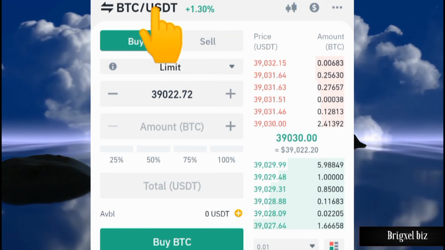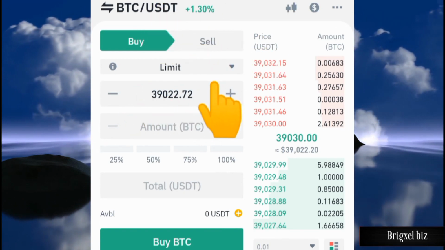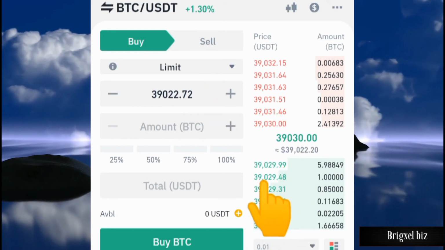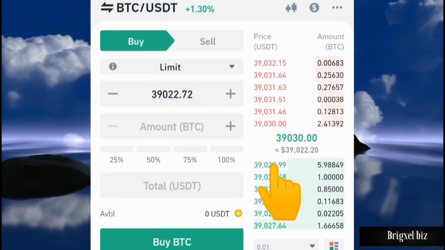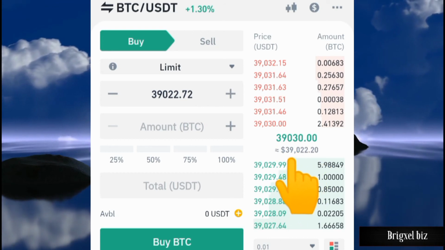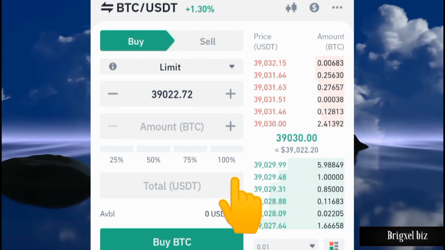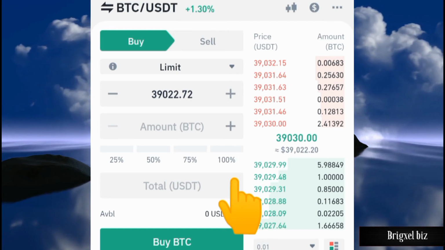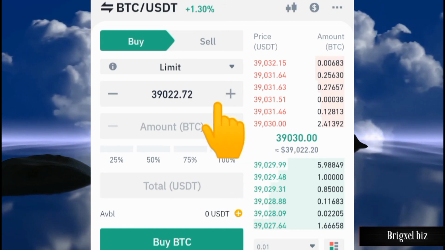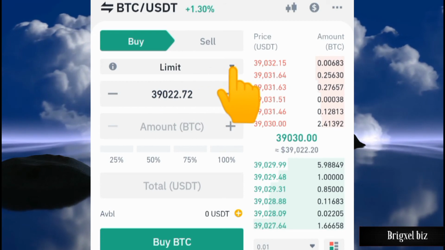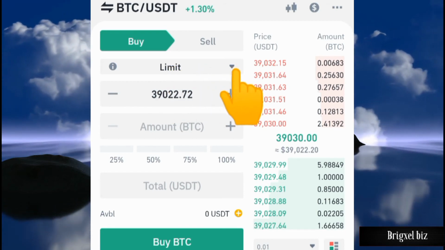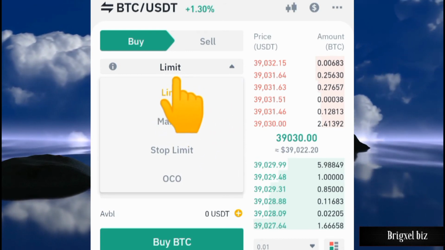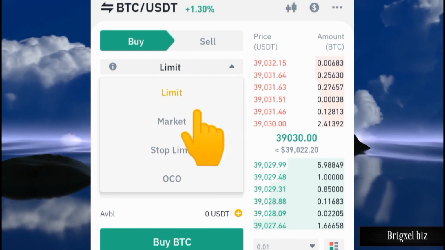We're going to look at the price of Bitcoin. As we can see, at the time of filming this video, Bitcoin is already at $39,000. So that's the price of Bitcoin. What you're going to do is come to this place where we have limit, this little button here, and click on that. There are different kinds of buy orders. We have the limit order, we have the market order, and a lot of other stuff here you can see. We're using the limit order.